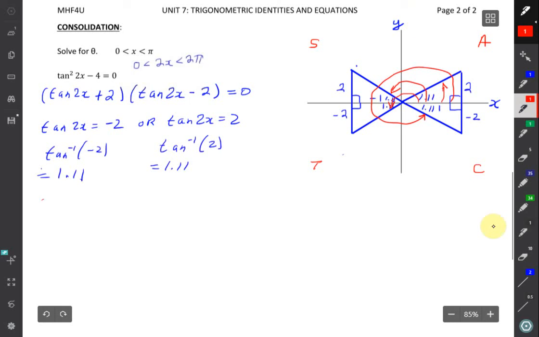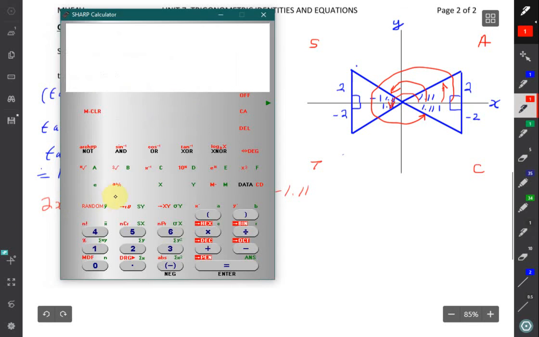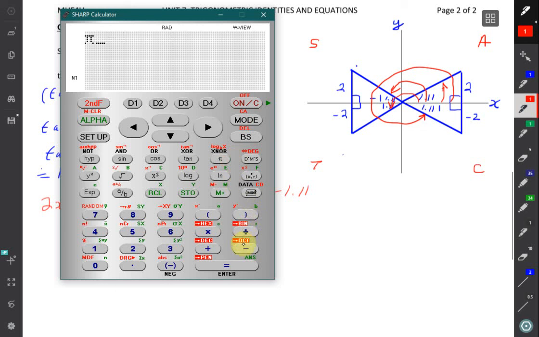So now I'm going to solve for 2x. From this first triangle here, we see that the angle is 1.11. So that's our first answer for 2x. Then we can take pi and subtract 1.11 in order to get this angle to this terminal arm here. Pi minus 1.11 is equal to 2.03.